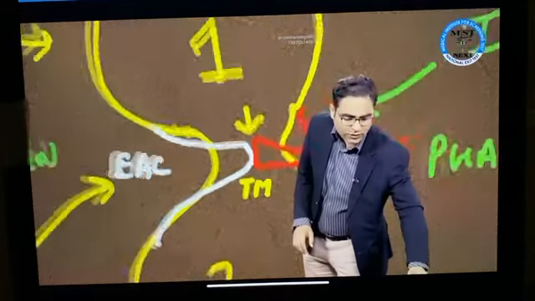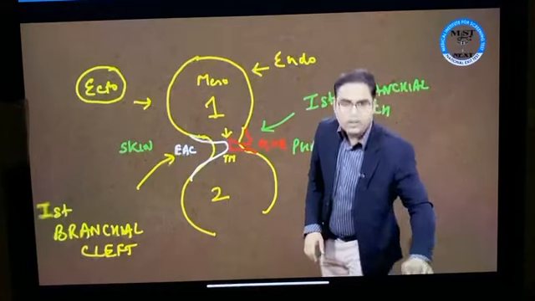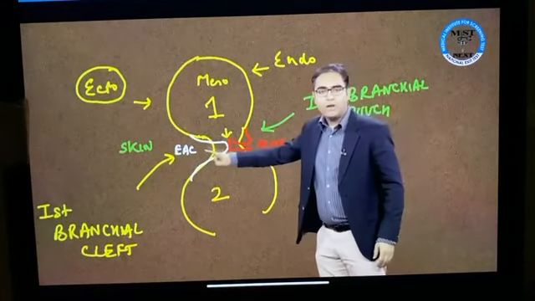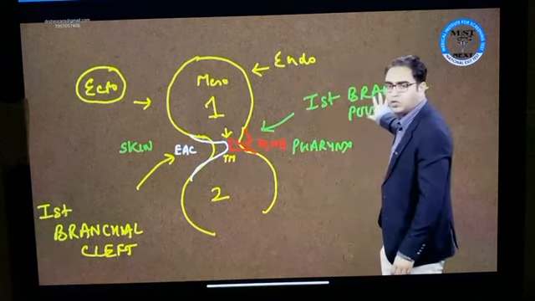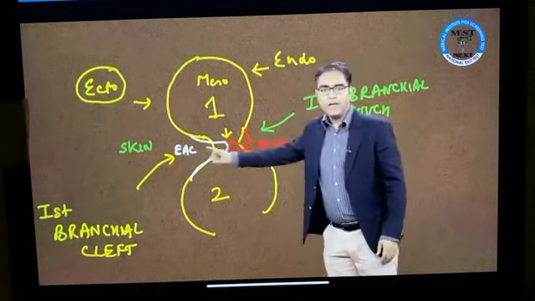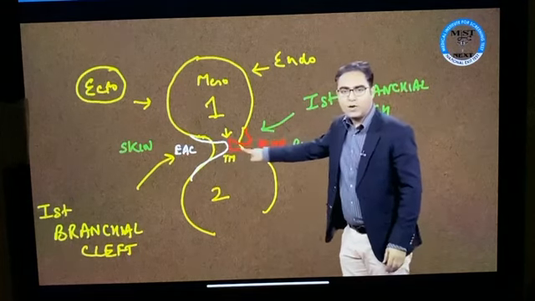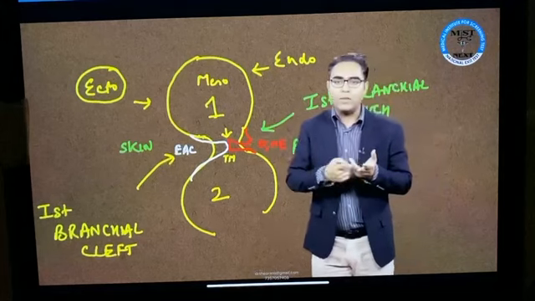Okay, so let's revise this picture once again. I hope everybody is clear that the external auditory canal developed from the first branchial cleft. Eustachian tube developed from the first branchial pouch. This is the pharynx side, inside of the neck, and the other is the skin side. Where the ectoderm and the endoderm meet, this area forms the tympanic membrane. That's why we say the tympanic membrane develops from all three layers: ectoderm, endoderm, and mesoderm.